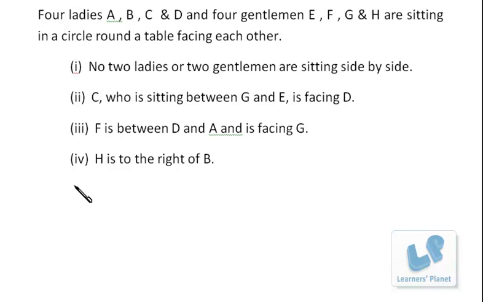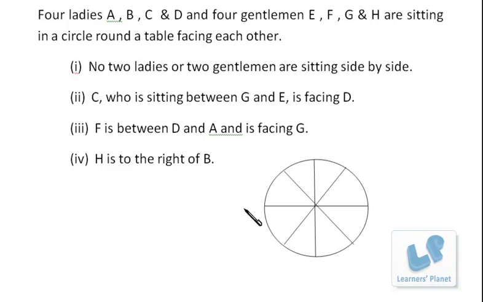And what that diagram will be, it is a circular round table. So first of all, let's draw a circle, and we will mark 8 positions for A, B, C, D, E, F, and G, H, right? So just see, wait a moment. Now here we have made a circle, and there are 8 positions, 1, 2, 3, 4, 5, 6, 7, 8, right? So we have drawn a circular arrangement with 8 positions vacant. Now we start filling the positions. Now from the first set, no 2 ladies or 2 gentlemen are sitting side by side. Fine. Let's proceed to the next instruction.